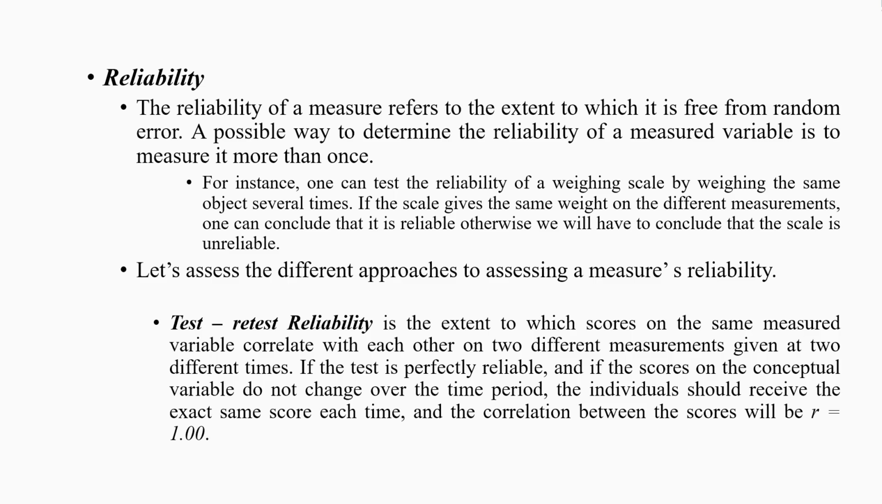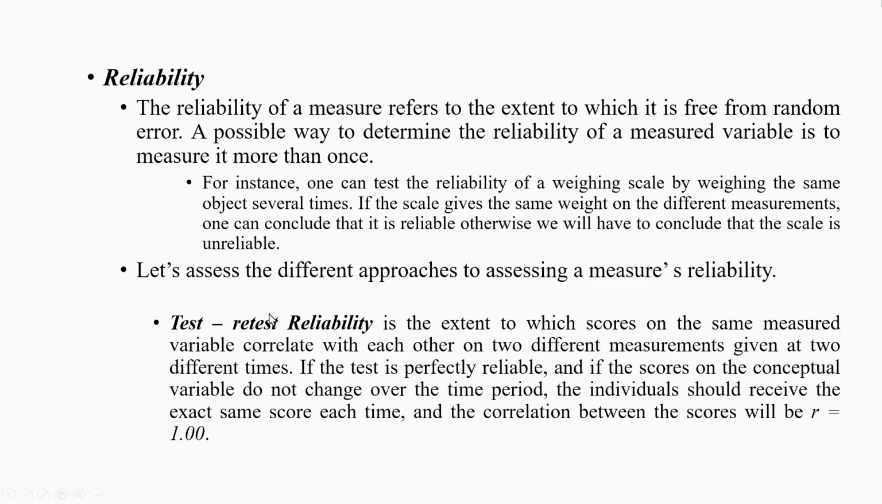The first one, and something that is very commonly used, is called test-retest reliability, the one that we were just talking about. Test-retest reliability is the extent to which scores on the same measured variable correlate with each other on two different measurements. So, you take a score measurement on day 1 and then on day 3 and then day 5 and so on, and when you compare the correlation between these, if the correlation is high, then you can assume that the measurements were reliable. If the correlation is low, then you can assume that the measurement was not as reliable.